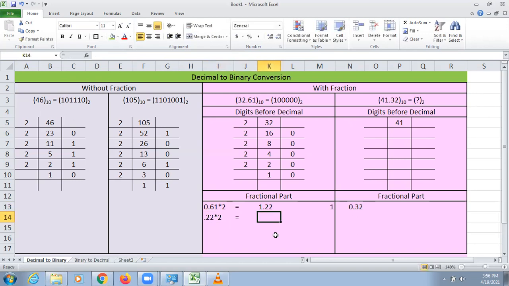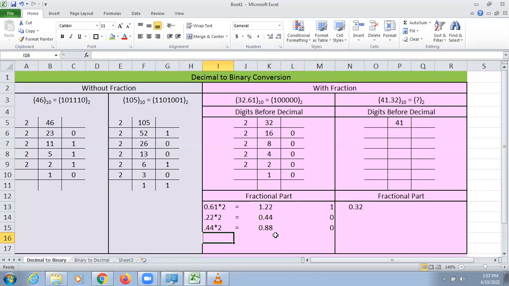This time it will be 0.44. The number which we are getting before decimal this time is 0. So we will write 0 on the other side. Next, again 0.44 multiplied by 2 is 0.88. Now the number which we are getting before decimal is again 0.